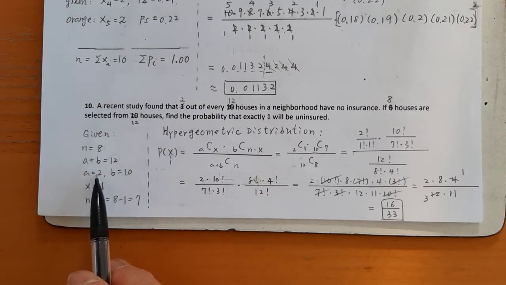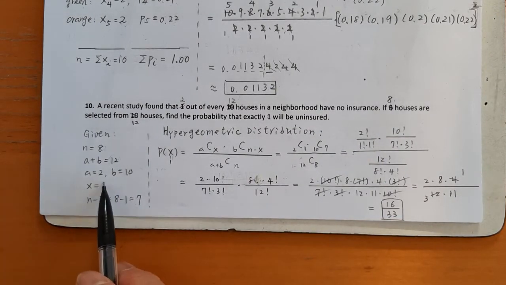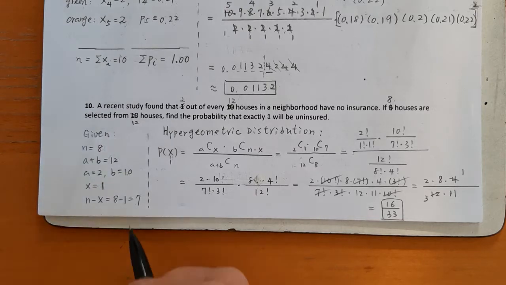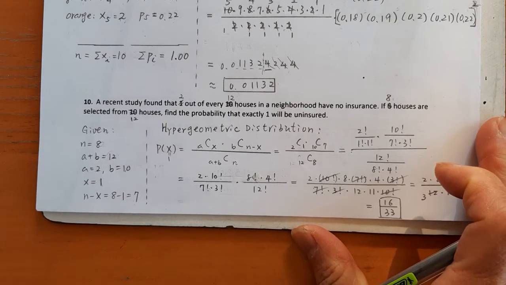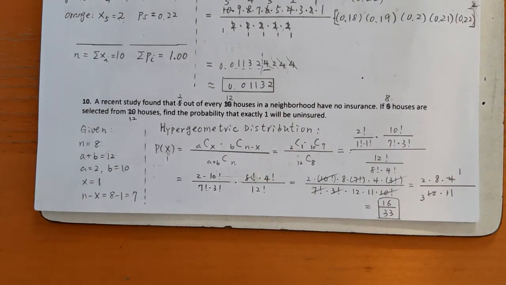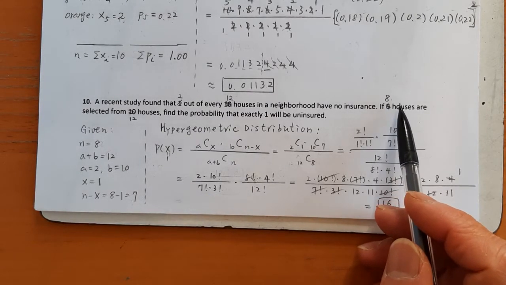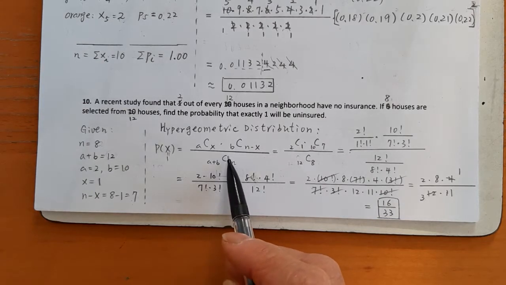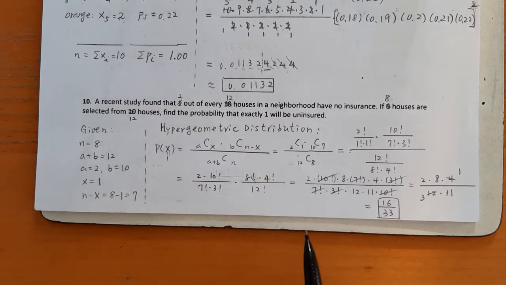So the 12 separate as 2 with no insurance and 10 with insurance. And the 8 separate into 1 with no insurance and 7 with insurance. The denominator is the sample space. In total there are 12 houses, and you choose 8 houses. So the total combinations is C 12 take 8.